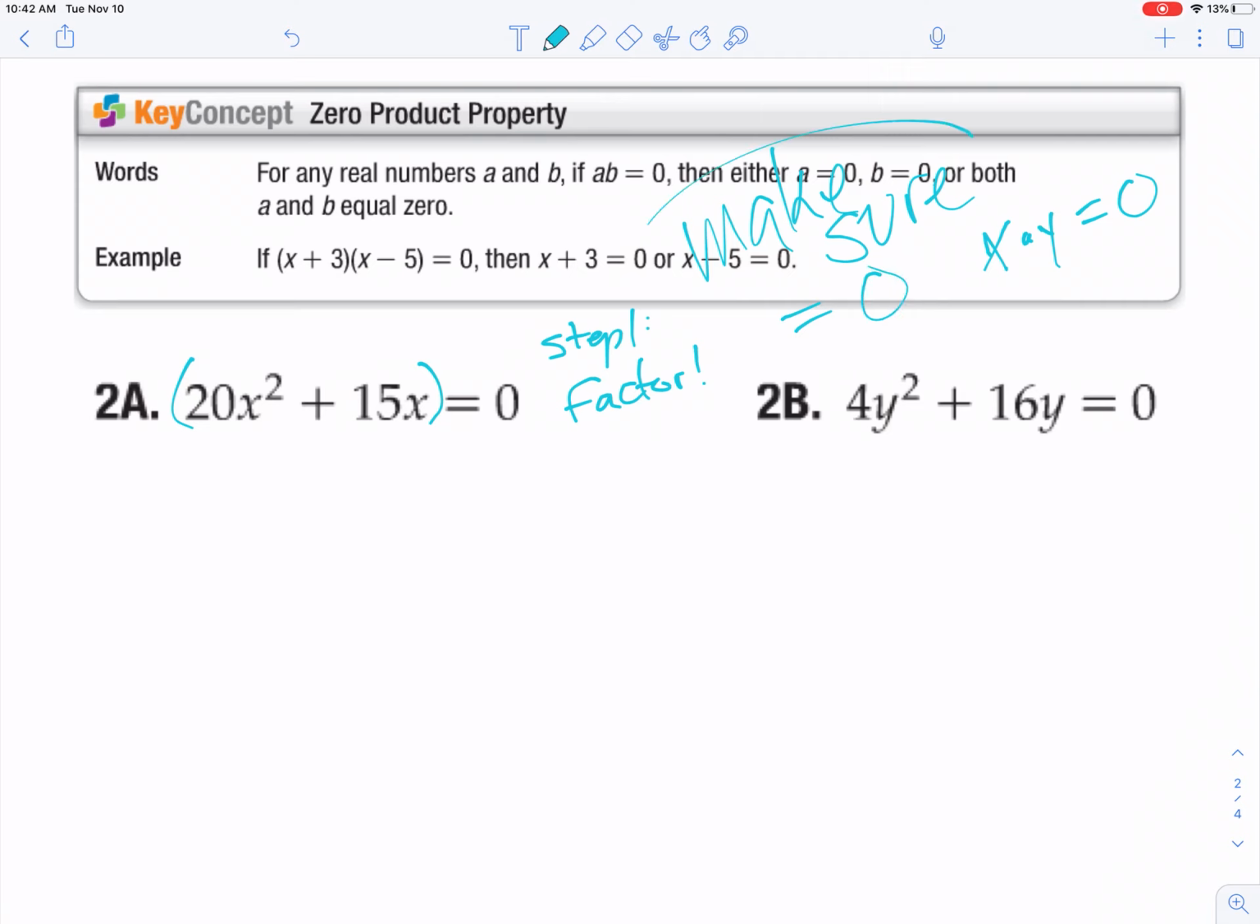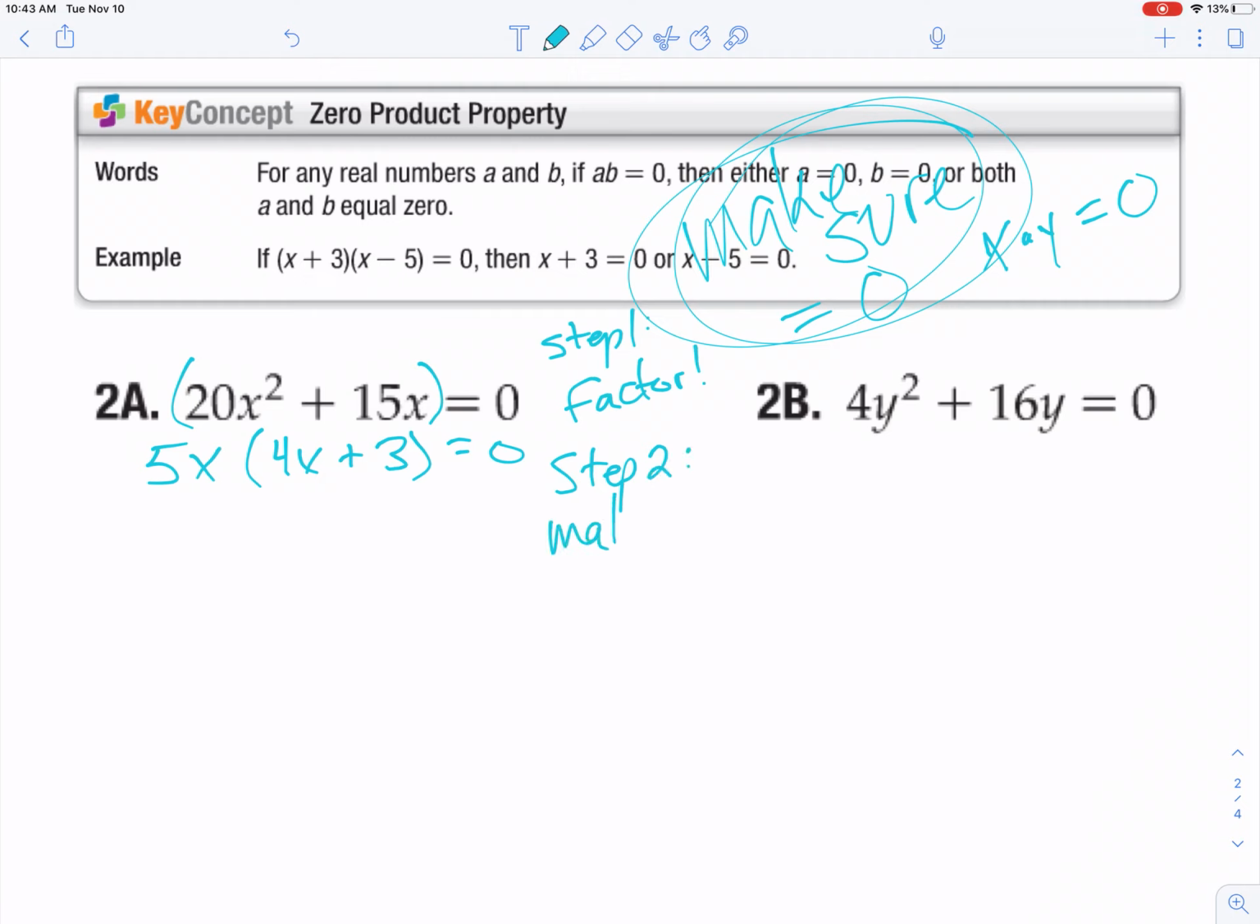Make sure equals 0. Okay. So when I look at 20x squared plus 15x, and I ask myself, what can I divide out of both of these? I can divide out a 5 and an x. And that gives me a 4x plus 3.